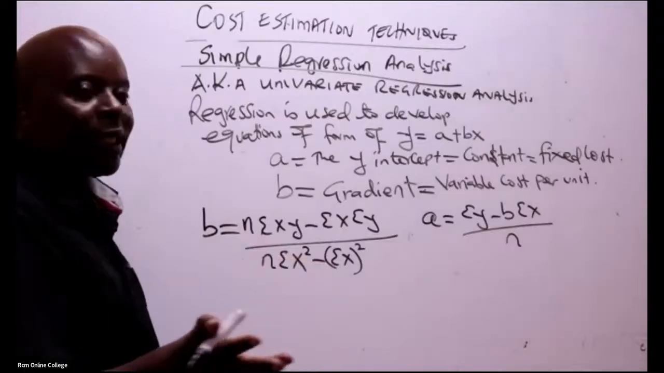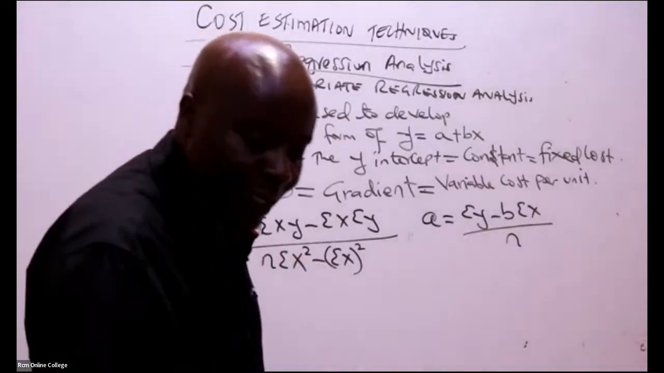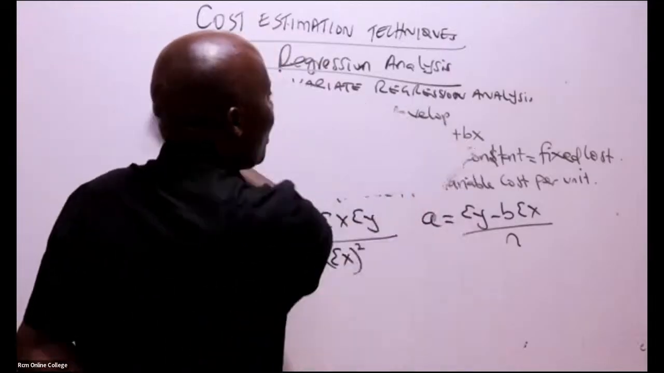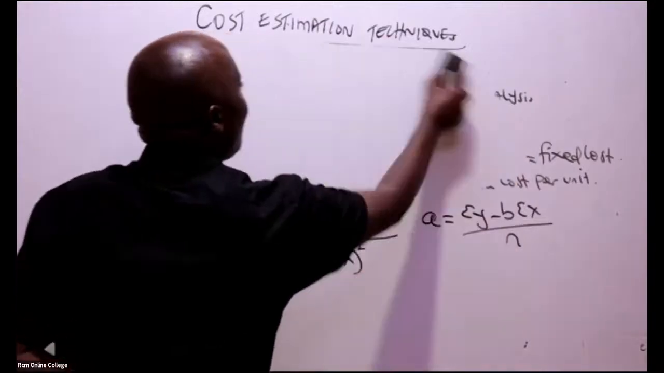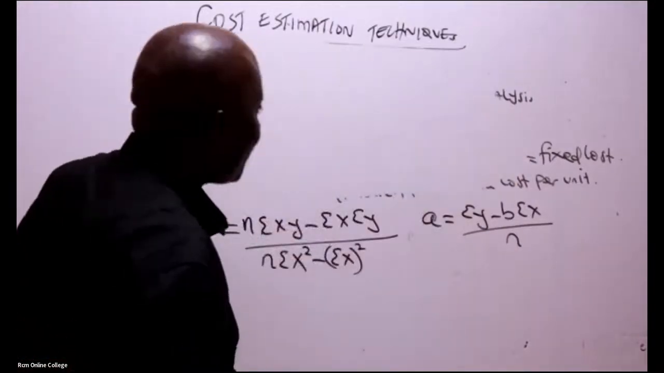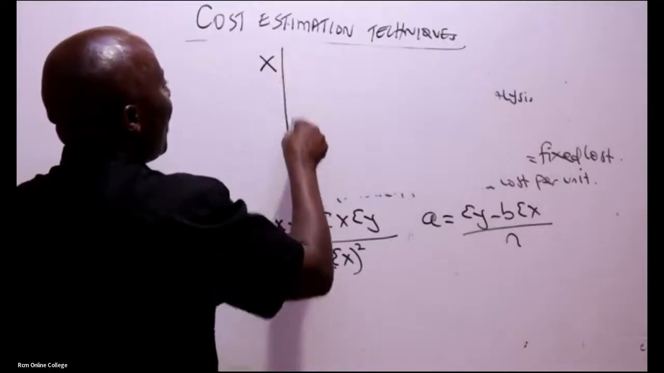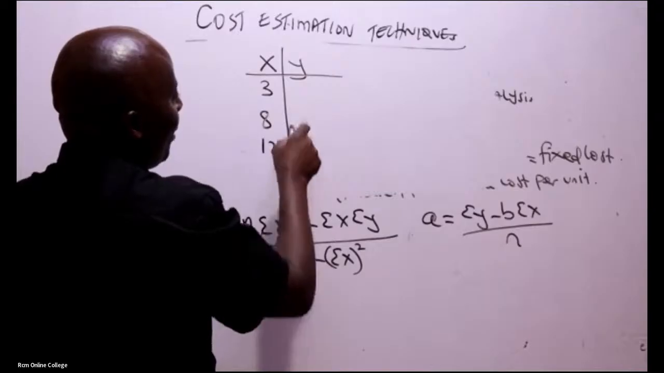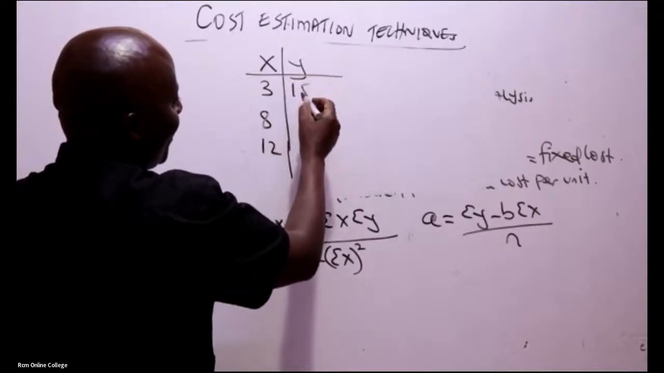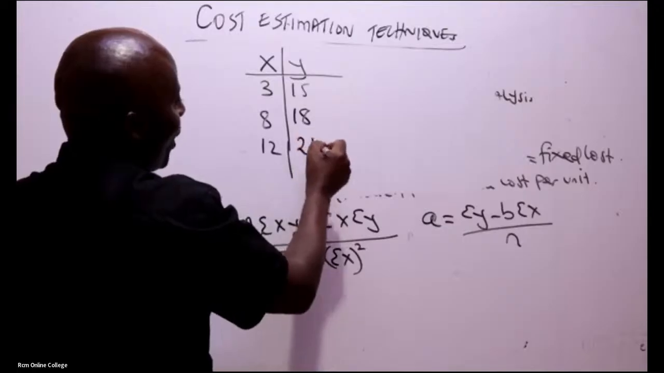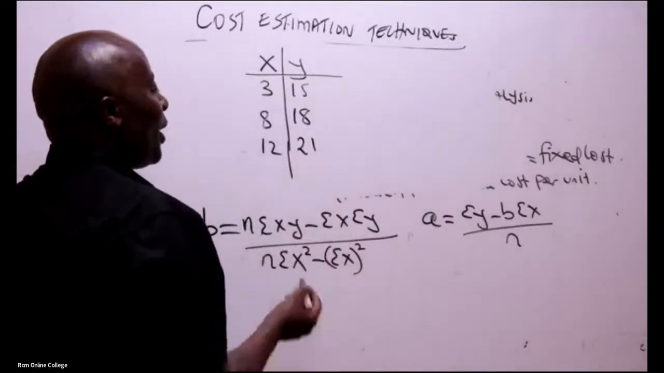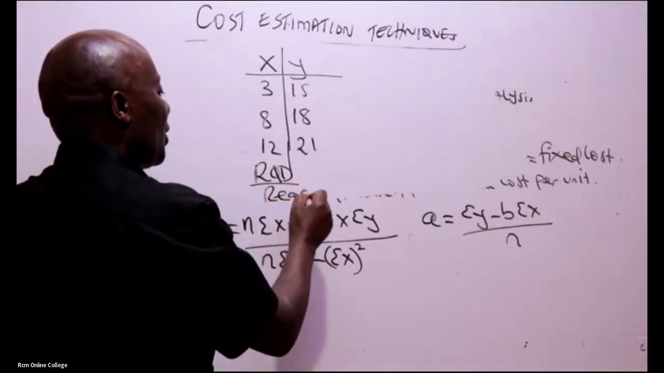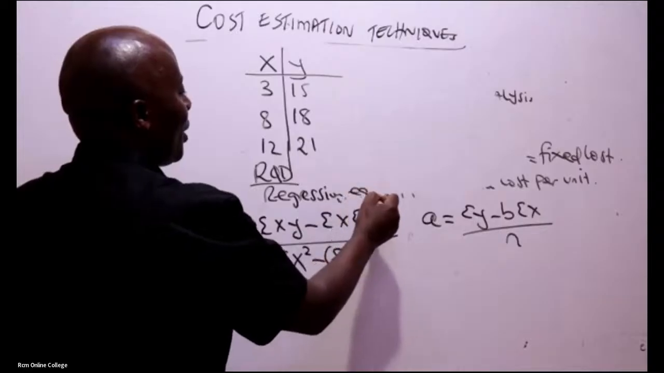I'll give you a very short example before we look at the question that came just the other semester. I'll give you a very simple illustration. If, for example, ladies and gentlemen, you are given just three data values, you are given x, y. So they give you 3, 8, and maybe 12. Then they give you here 15, 18, and 21. And then you are required to get the value of B and A, the required regression equation.